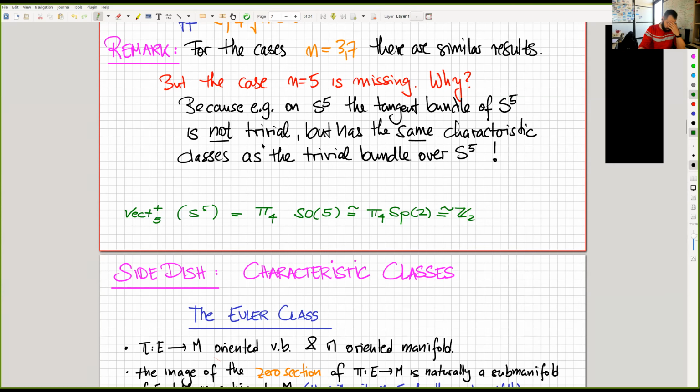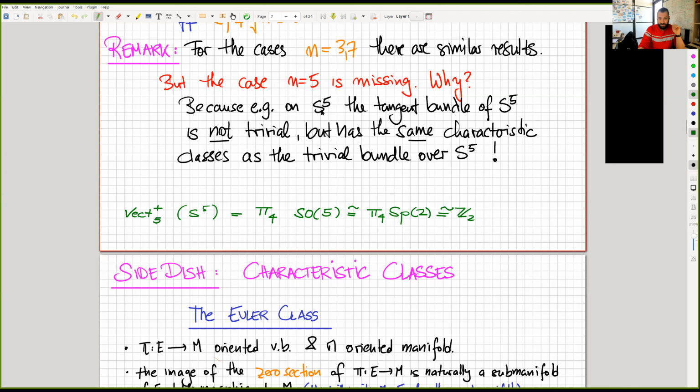So there are different statements we can use for them, like Milner has some statements where he says that the only spheres with trivial vector bundle are in dimension 1, 3, and 7. These are the only spheres which have trivial vector bundle. All the other spheres don't have trivial vector bundle.